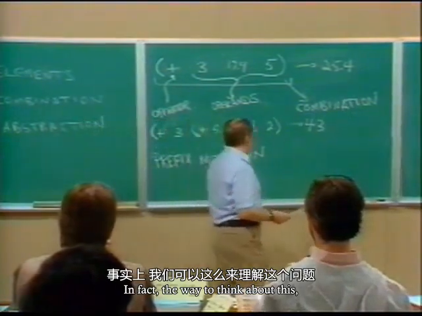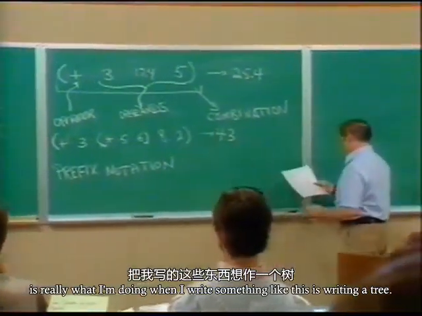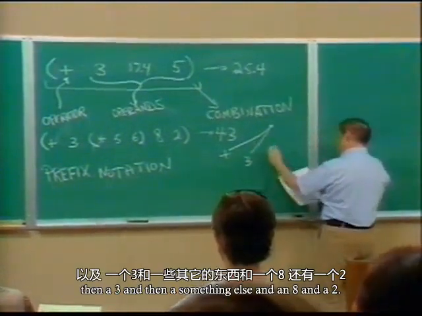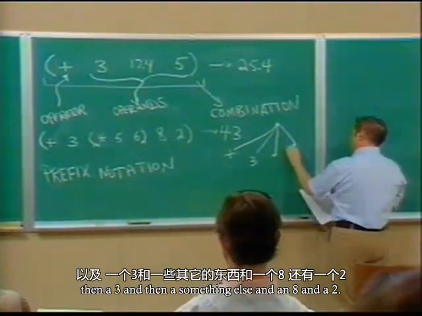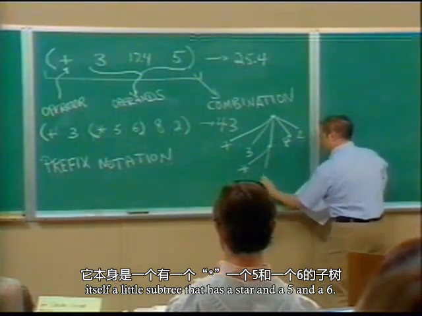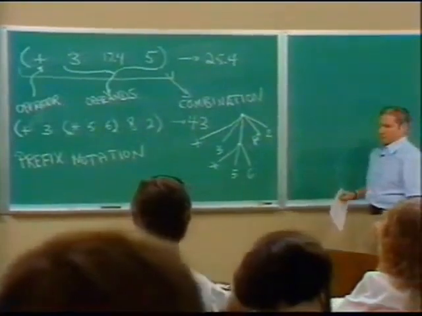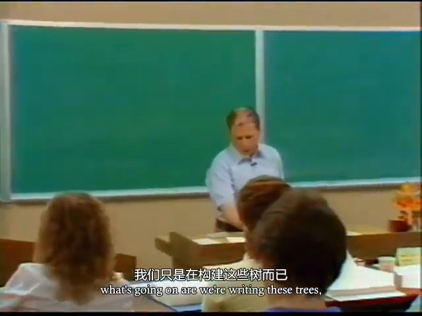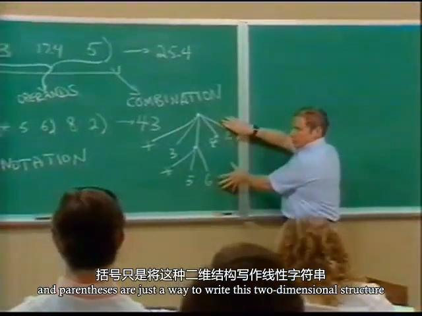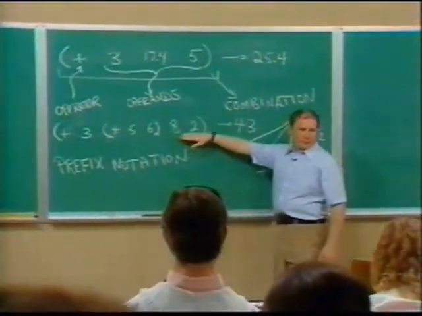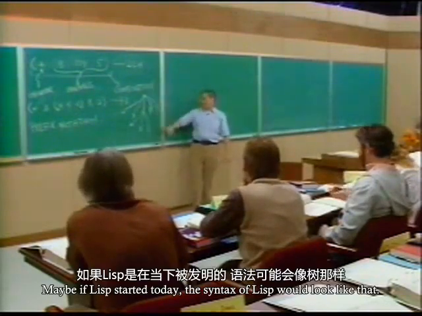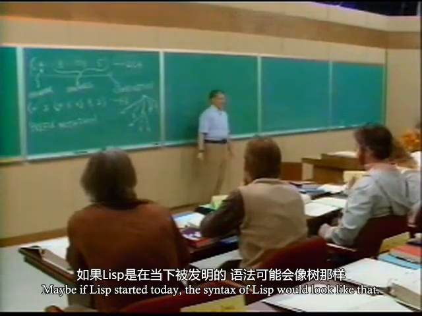In fact, the way to think about this is that what I'm doing when I write something like this is writing a tree. This combination is a tree that has a plus and then a 3 and then something else and an 8 and a 2, and the something else here is itself a little subtree that has a star and a 5 and a 6. What's going on is we're writing these trees, and parentheses are just a way to write this two-dimensional structure as a linear character string. Because at least when Lisp first started and people had teletypes or punch cards or whatever, this was more convenient. Maybe if Lisp started today, the syntax of Lisp would look like that.